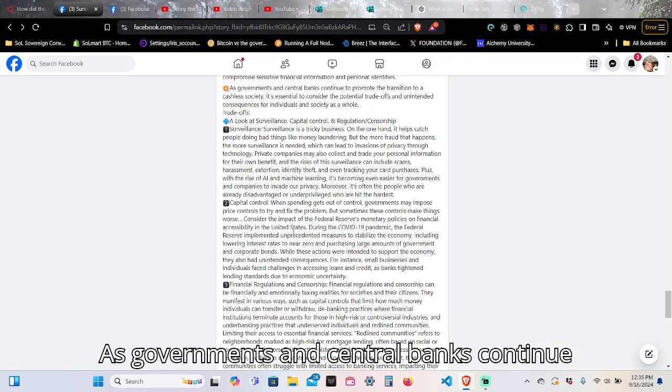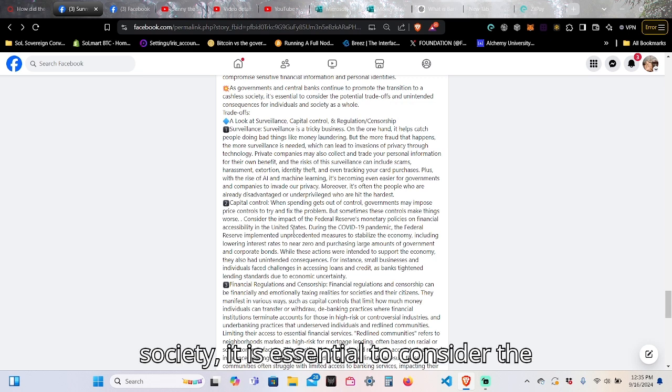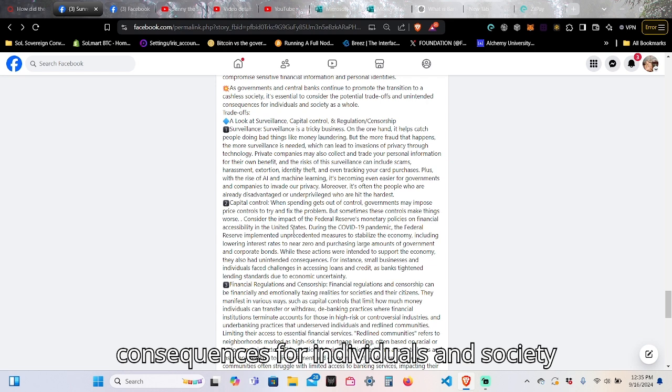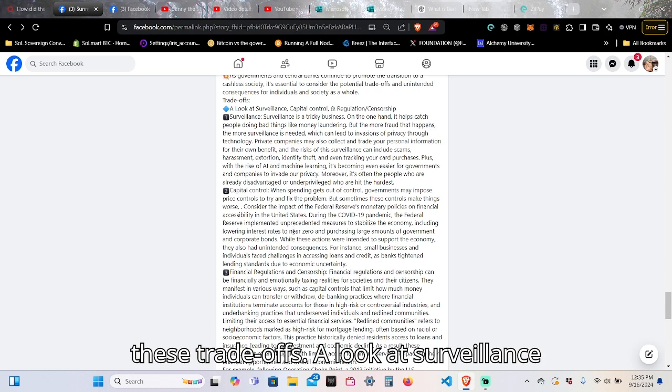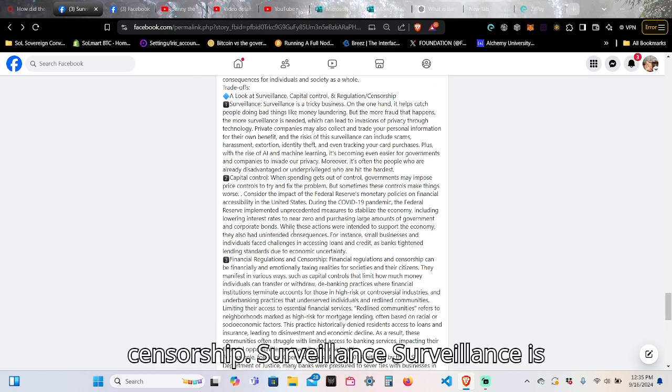As governments and central banks continue to promote the transition to a cashless society, it's essential to consider the potential trade-offs and unintended consequences for individuals and society as a whole. So let's look at some of these trade-offs. A look at surveillance, capital control, and regulation censorship.